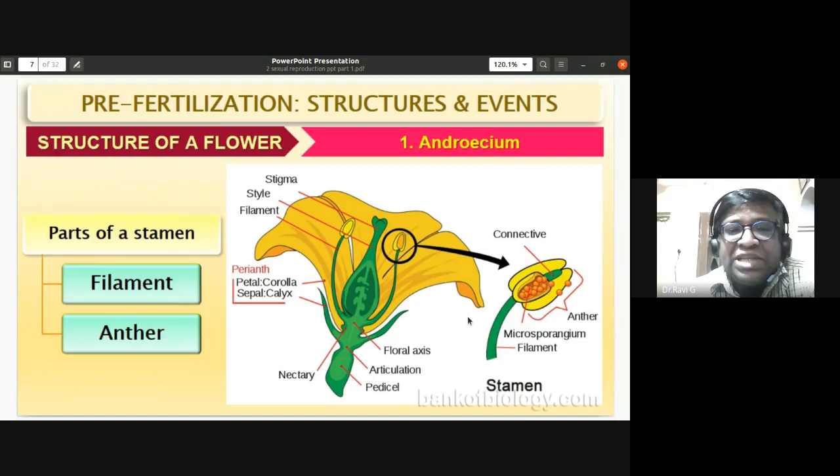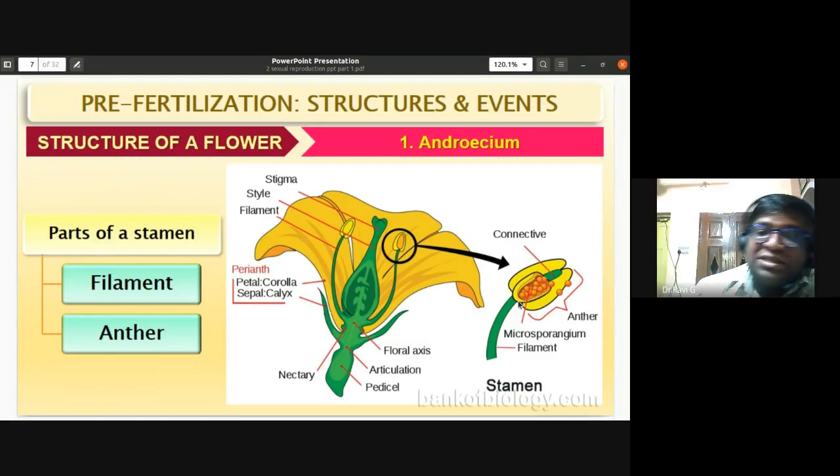The parts of a stamen are filament and anther. The point at which the filament connects to the anther, we call it the connective. See, the filament is connecting to the anther at this point.